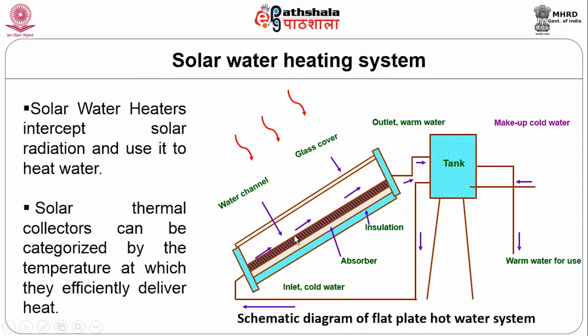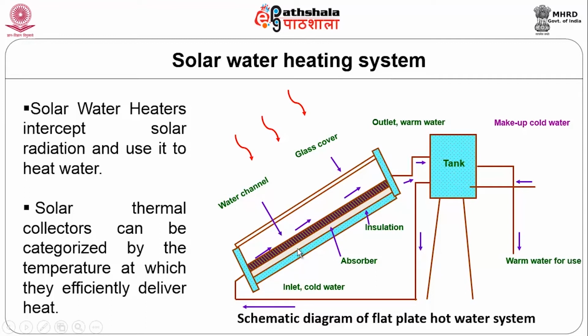And now we are going to look at that: from the sun, when the radiation reaches the earth and strikes the earth, we get the heat out of it. From the sun's heat, we have a lot of solar thermal energy technologies, and one of them is the solar water heating system. Of course, it is a very simple and quite mature technology, and the water can be heated up through solar energy. Solar water heaters intercept solar radiation and use it to heat the water.